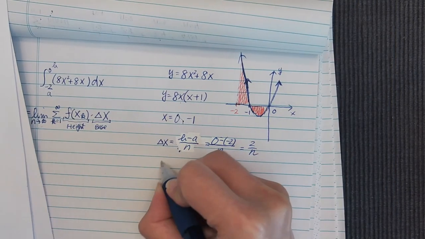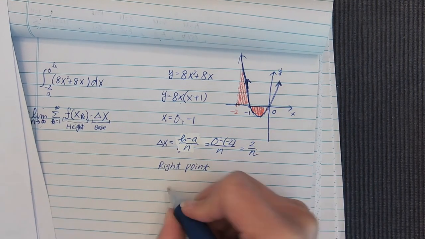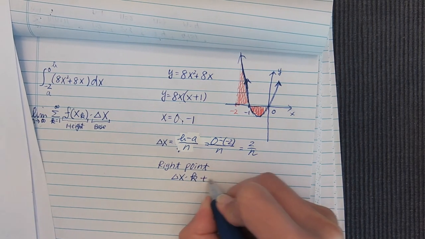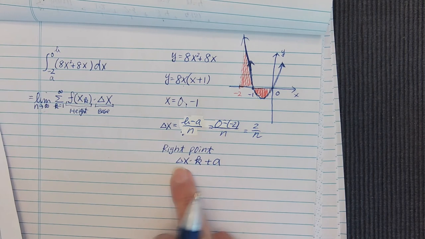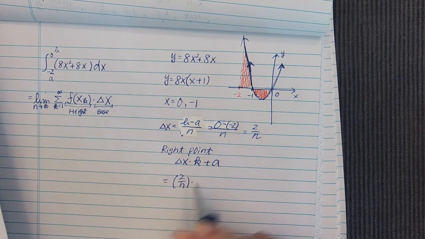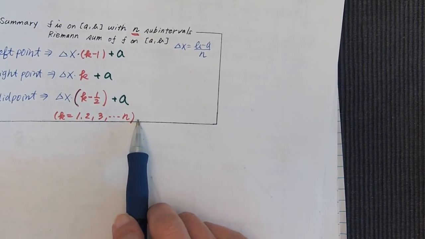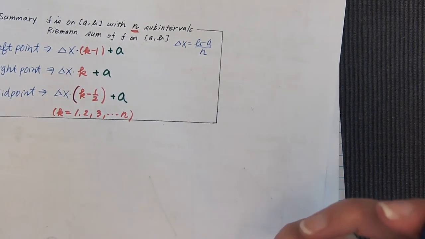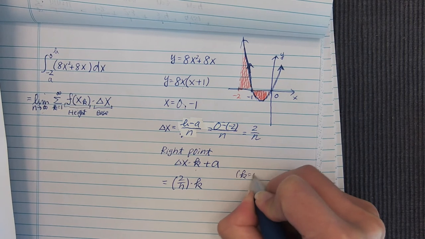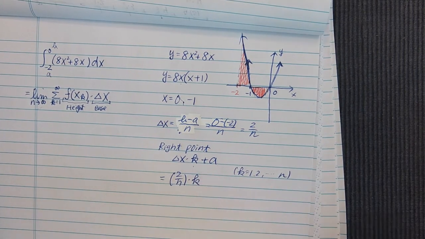Okay, so the formula for the right point is delta x times k plus a. Delta x, that's that guy, right? Oh, 2 over n. Make sure k is how many rectangles. So I have n rectangles. So k is k. Don't change it. K equals 1, 2, until n rectangles. K cannot change. K stays k.